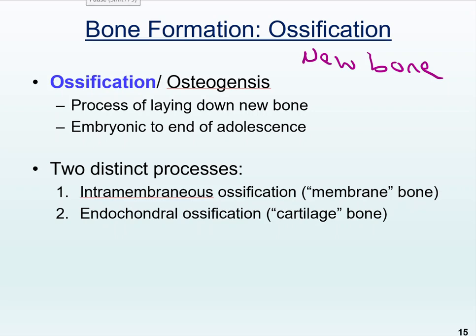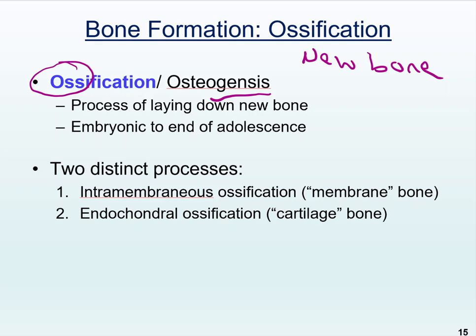Ossification is the laying down of new bone. So this is how new bone is formed in your body through the process of ossification. Keeping in mind that the prefix osseo refers to bone, we're talking about new bone being formed: ossification, also known as osteogenesis. So, the creation of new bone.